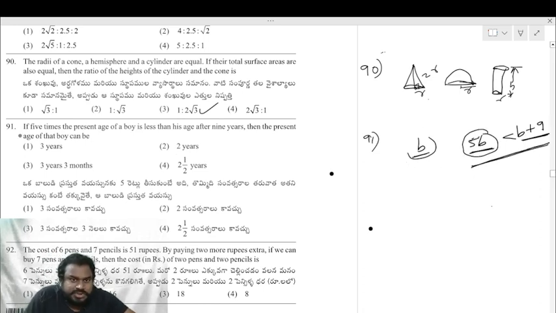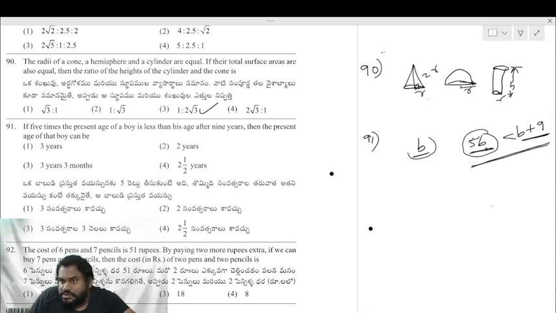So understand the question first. If 5 times its present age is 5B, I am assuming the present age is B. 5 times its age is 5B. This 5B is lesser than his age after 9 years. The age is B, and after 9 years it will be B plus 9. So B plus 9 should be greater than 5B, or else 5B should be lesser than B plus 9. You can say it in either way.